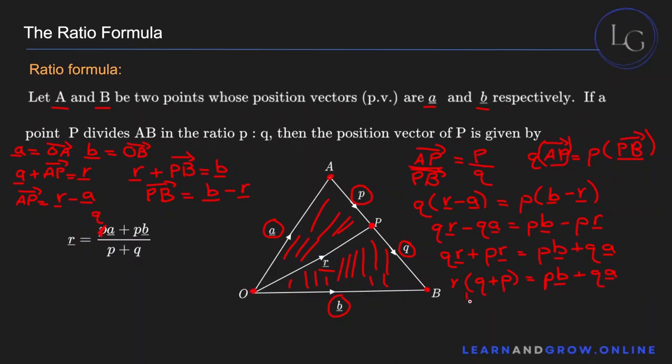And you'll divide this on the other side because it's being multiplied on the left hand side, it'll be divided on the right hand side. So R is equal to PB plus QA over Q plus P. And that is how you got this. Funny, right? So yeah, that's the ratio formula proven.